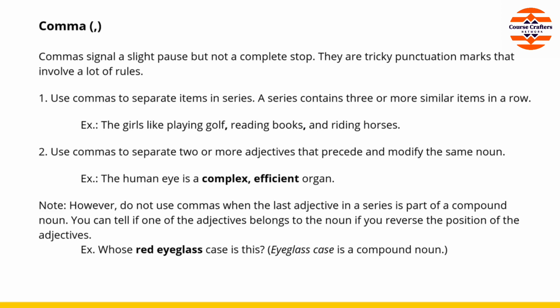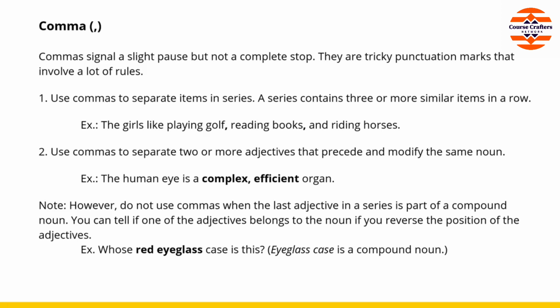So the first one: you need to use commas to separate items in a series. A series contains 3 or more similar items in a row. So here we have an example. The girls like playing golf, comma, reading books, comma, and riding horses. As you see, these are items in a series. We have 3 things: playing golf is 1, reading books is 2, and riding horses is 3. So if you have a couple of things that you want to list in your sentence, then you need to use commas. For example, if you have only 2, then in that case you are not using any commas. It has to be 3 or more.